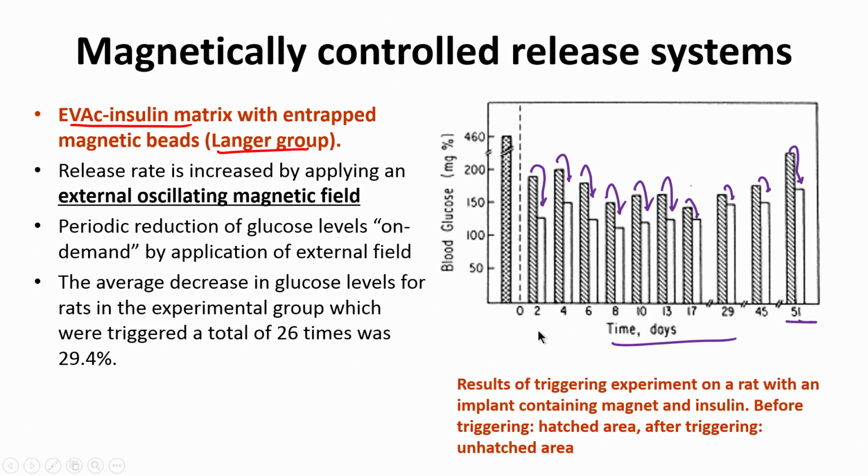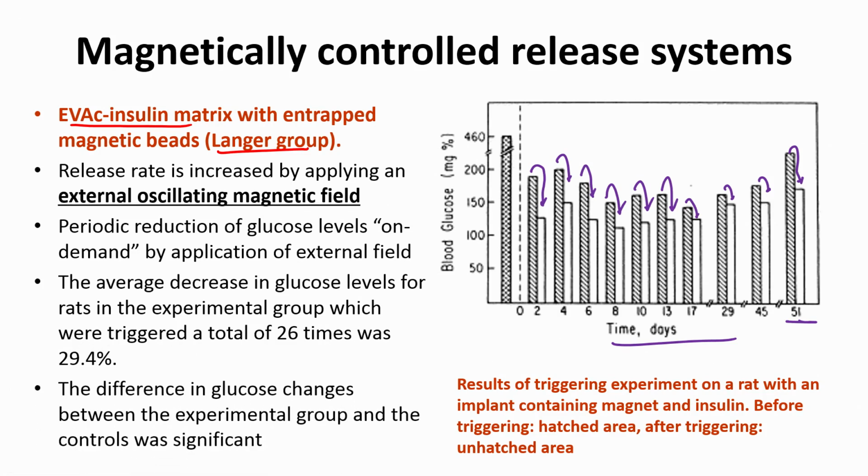So, the average decrease in glucose levels for rats in the experimental group, which were triggered a total of 26 times. So, this was done 26 times, and there was about a 30% reduction every time this was done, and the difference in glucose changes between the experimental group and the control was significant. So, all of this was significant, and they were able to show that such magnetically triggered systems can be externally controlled, depending on when you need it. So, maybe right after you have eaten your food, you can have this magnetic system get triggered for some time, and then you can go back to your normal lifestyle.